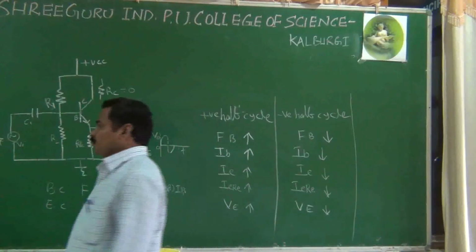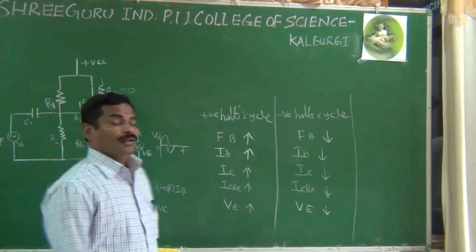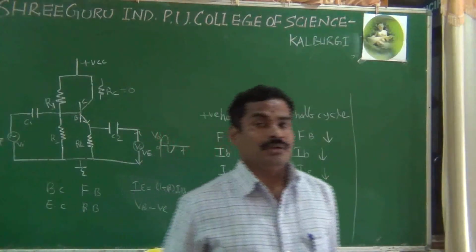The important thing is, if the input is positive going, the output is also positive going. If the input is negative going, the output is also negative going. Or in another way, if the input increases, the output increases. If the input decreases, the output decreases. This is about the importance of your common collector amplifier.